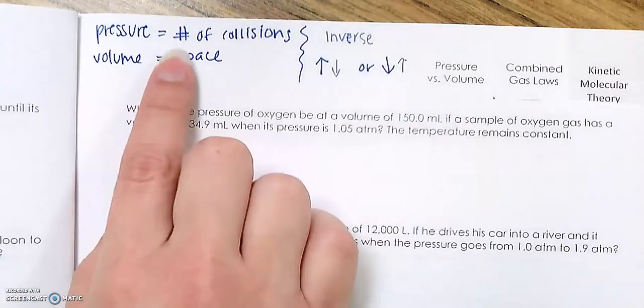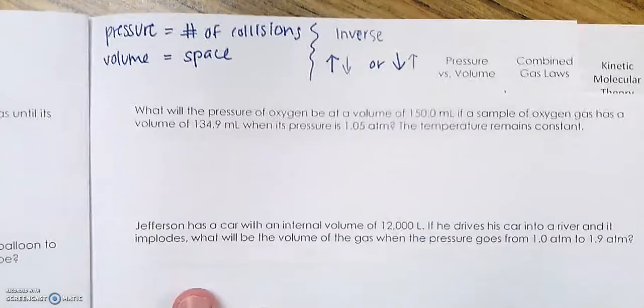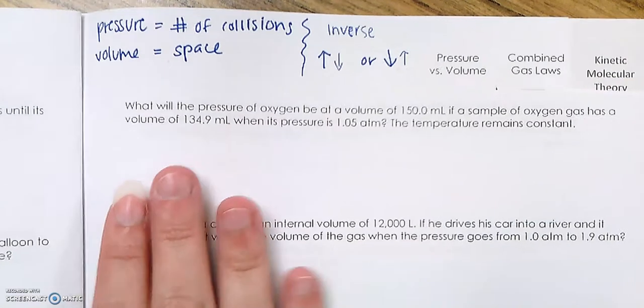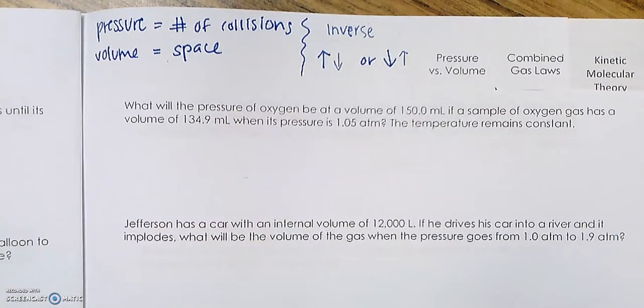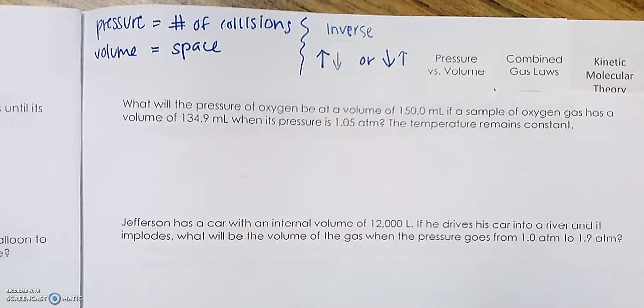So for pressure, I'm talking about my number of collisions. So how many times are those particles hitting each other, or are they hitting the walls of their container? And then volume is all about space. How much space is it taking up? So these are inverse, meaning as one increases, the other decreases. Okay, so I gave us our two arrow options up here. You'll see what I mean by that in just a second.